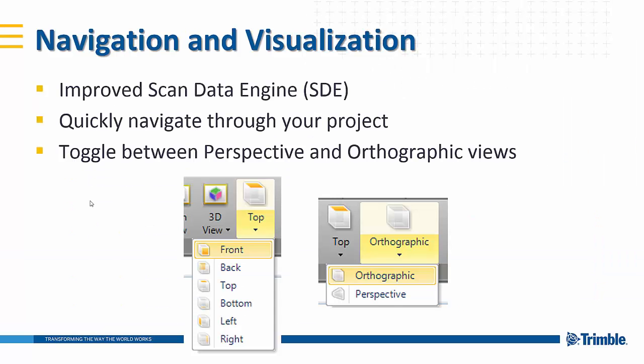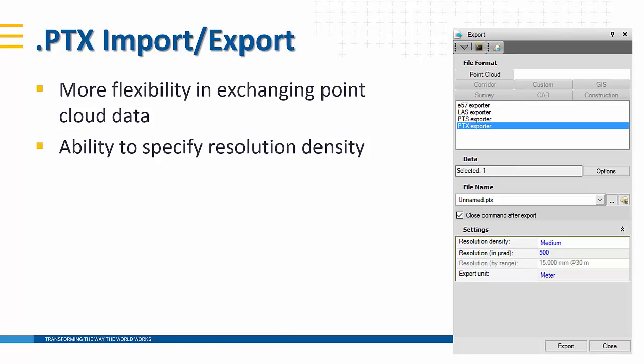On the point cloud side of things, we try to make point cloud handling and usability much more efficient. So we've done some improvements to the scan data engine to improve the speed of data loading and rendering. Also, we've added some preset views that were previously stored in the 3D view settings. You can now quickly toggle between the front, back, top, bottom, and so on. Also, you can toggle between the orthographic and the perspective views.